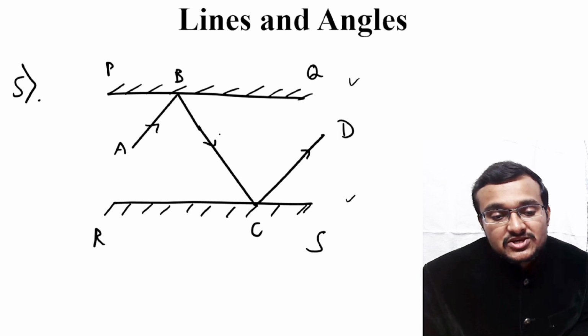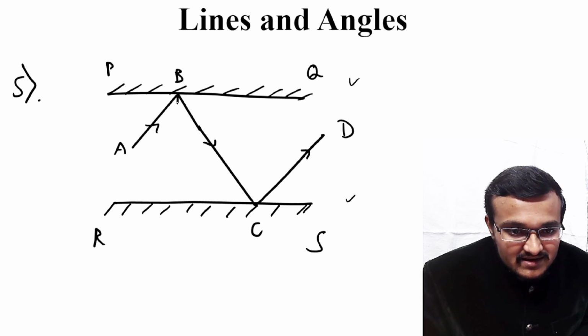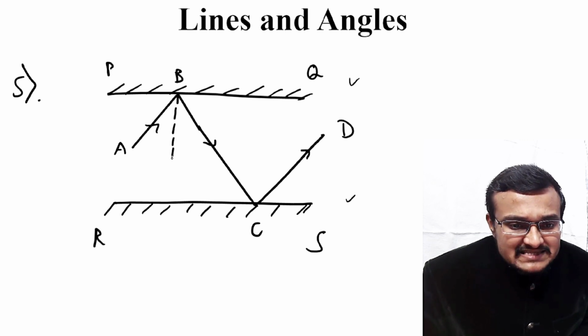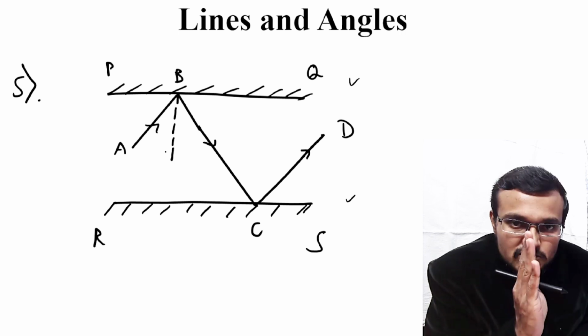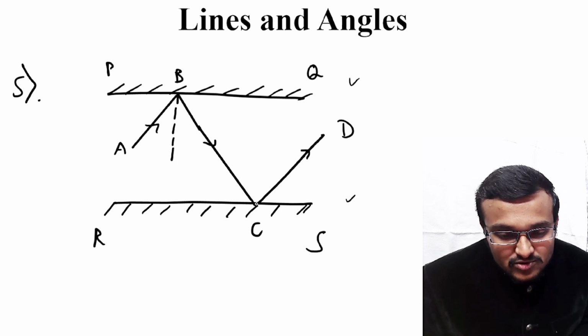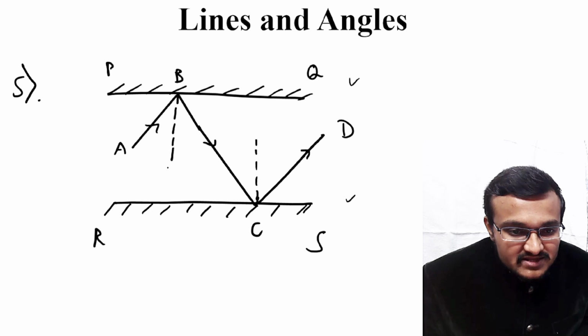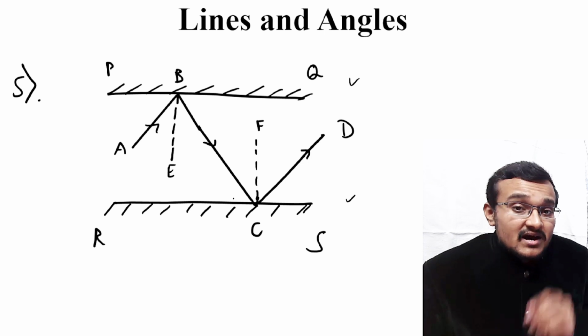So now since PQ is parallel to RS, first we will draw one imaginary line like this. This is the normal which is exactly perpendicular to the mirror PQ. And here we'll write one more normal at this particular point which is exactly perpendicular to RS. We name this as BE and we name this as CF.